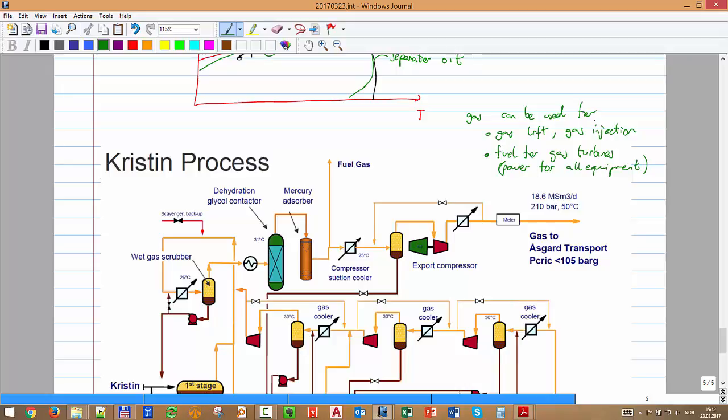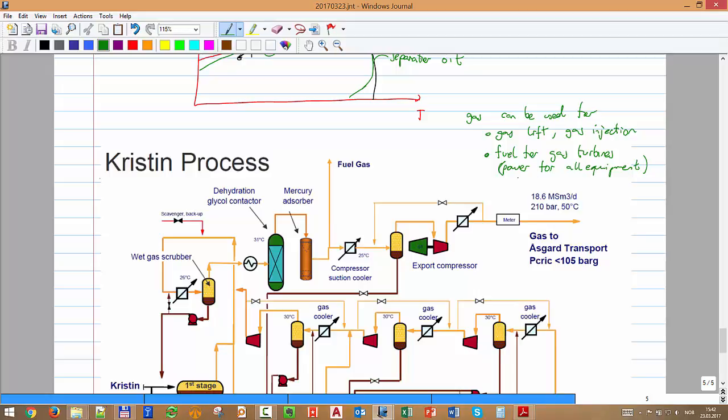Is there any other use of gas? Pipeline? I don't think so, no? You can also have it if you have gas injection in the riser base. You can also have it for that purpose. Okay, but all of them have to go through that dehydration process.